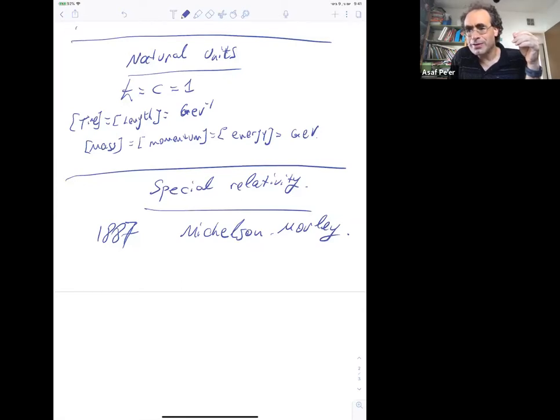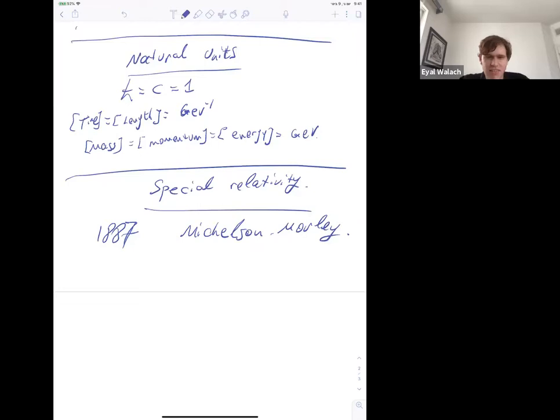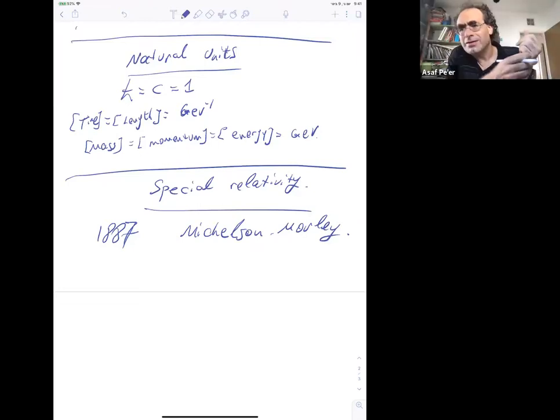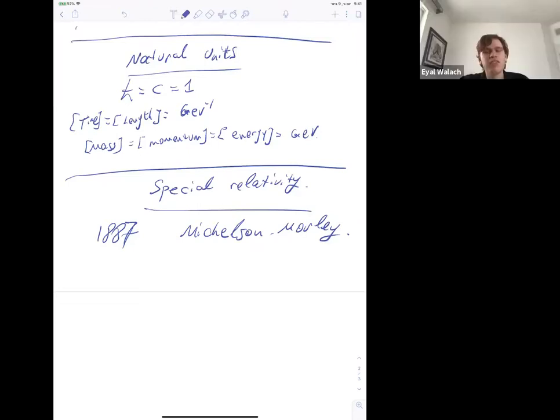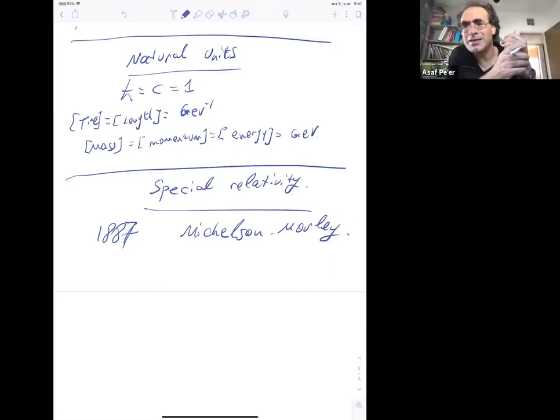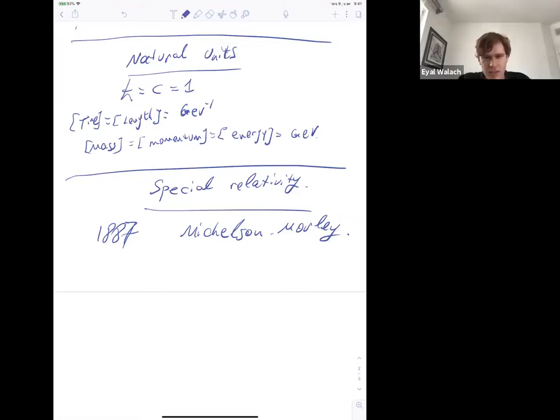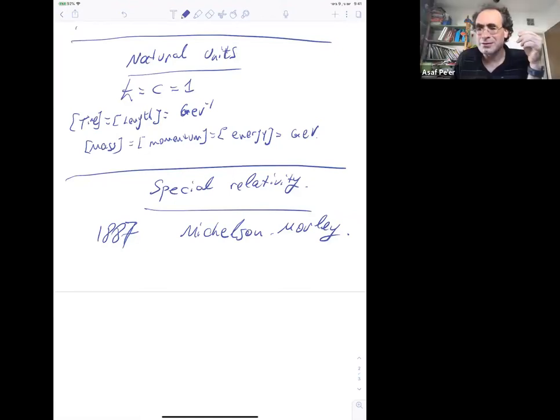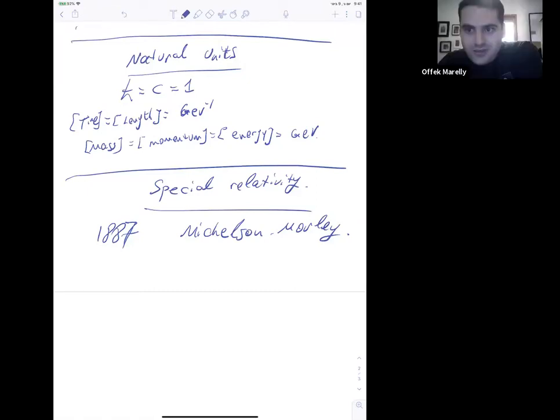Why is that such an important experiment? Because it failed. Well, no, it did not fail. It did not match the expectations. Sorry, let me be precise. What was the expectation? To find the ether. Why did they think there is an ether? Because they thought that the electromagnetic radiation has to move through something.